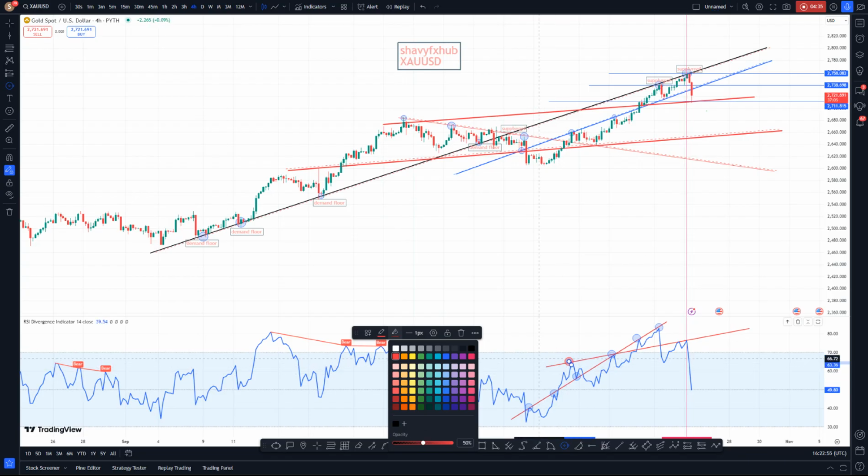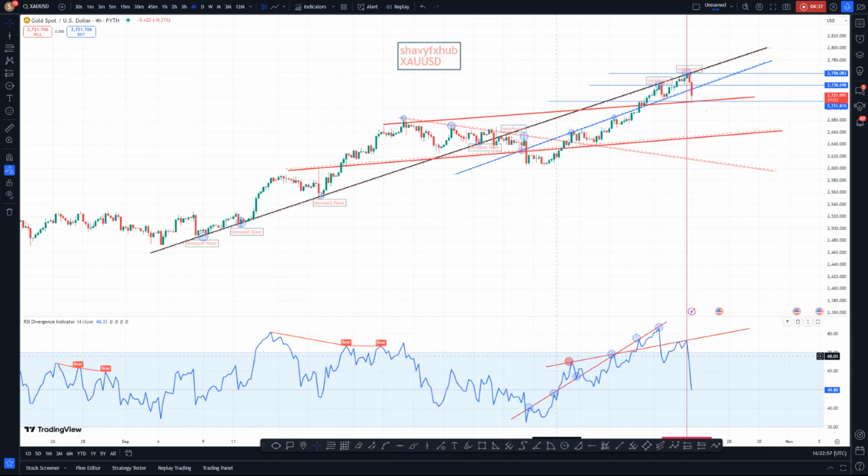So we have a resistance structure here, and we need 2 or 3 points to draw our trend line. We already have this. Now you see price broke this structure, this resistance structure, and retested. This is a retest.